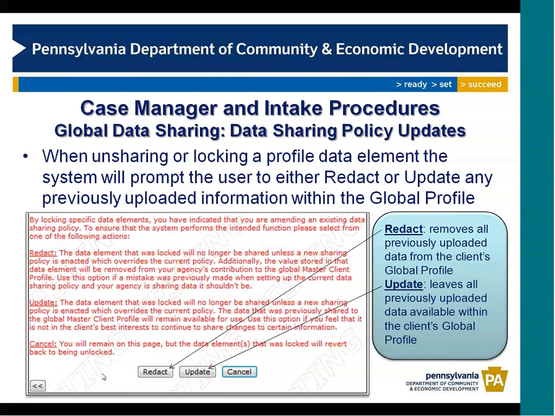You basically have one of two choices. You can redact the information, which removes all previously uploaded data from the client's global profile. So not only will it stop any new data from being sent up, it'll actually go up to the profile and pull the data down, so any data previously sent can no longer be viewed or used. You use this if a mistake was made or some data got accidentally sent up to the global profile and you want to get it out of there.